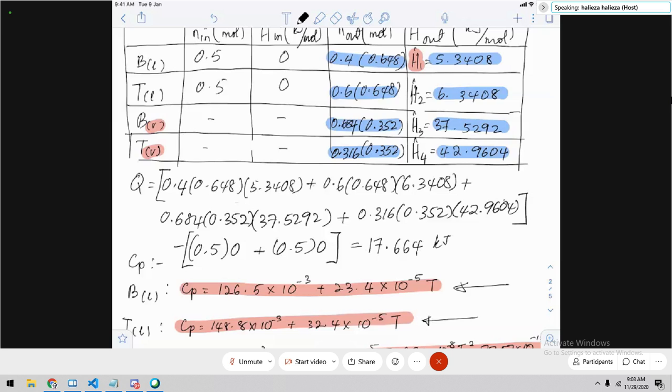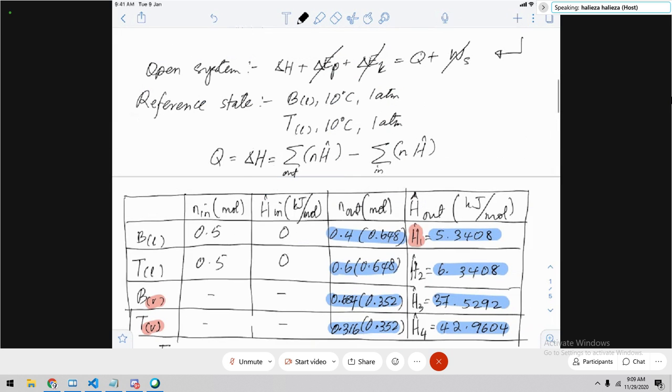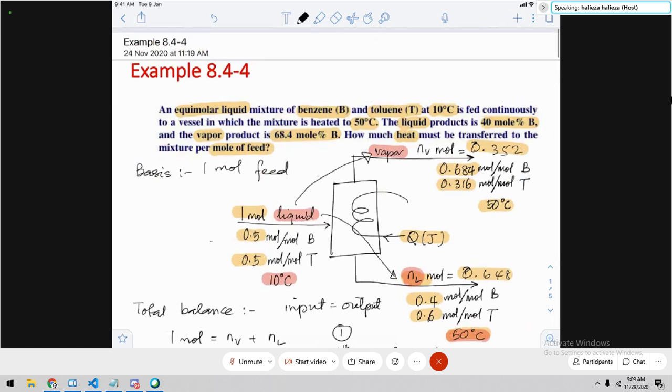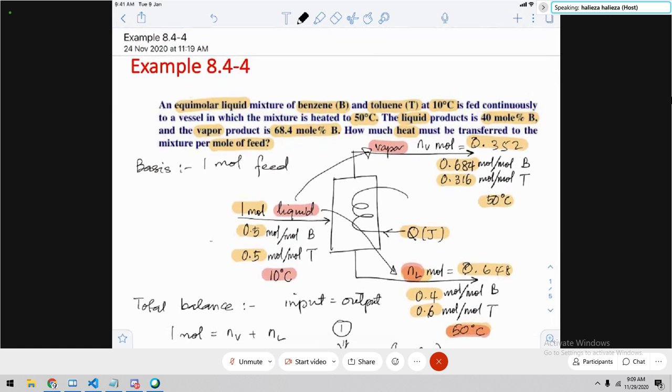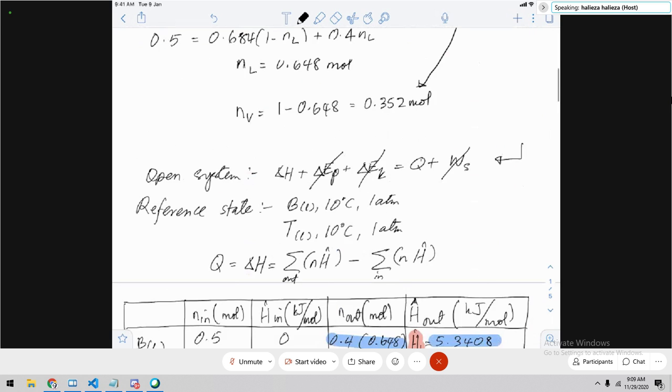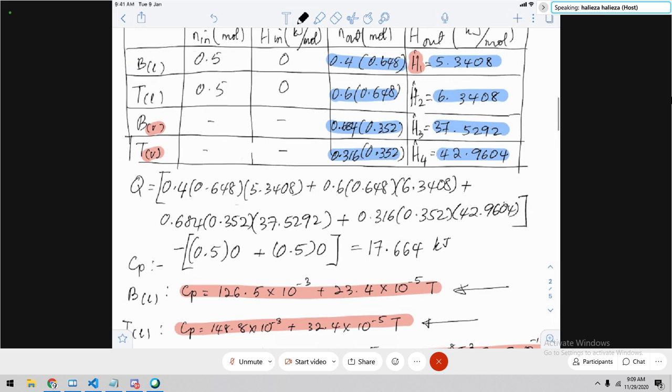But the equation asks for it in joules, is it? No. Is it? Let's see the solution of the textbook. Okay. The solution is 17.7 kilojoules. Okay, we got 17.664, that's the same when it's rounded off. So this is our final answer. Box our final answer.